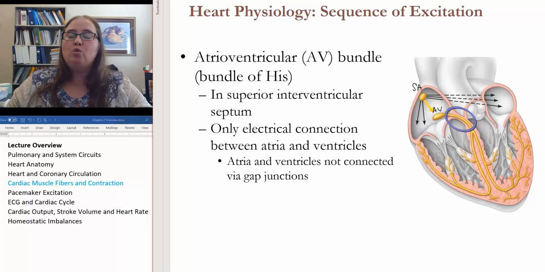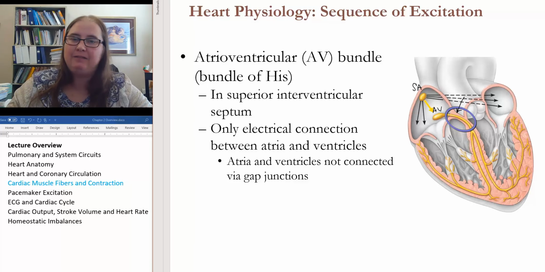This right here is the only electrical connection between the atrium and the ventricles, and that is because there are no gap junctions between the atrium and the ventricles. So this wave of electricity that's going through the atrium from the SA node can never reach the ventricle, because there are no gap junctions there.